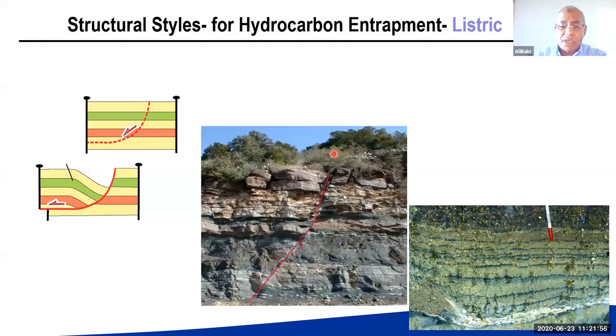And the most important thing in here is the shape of the fault itself. On the cross section, it will be crescent shape. And on the map view, like what we're going to see, it's going to be the same.